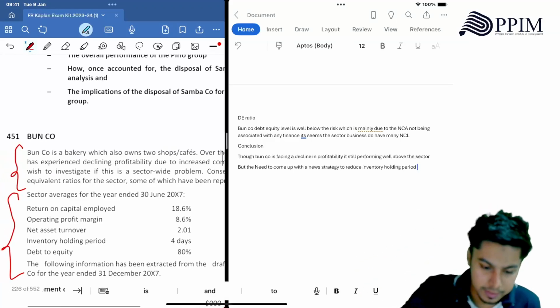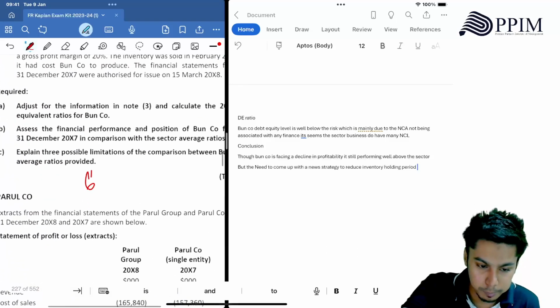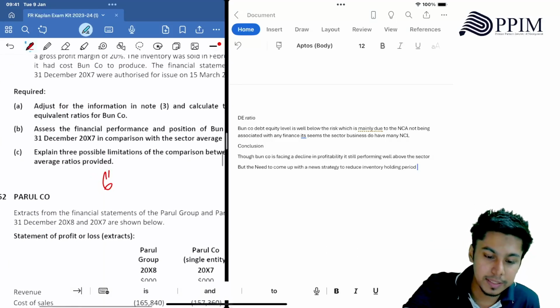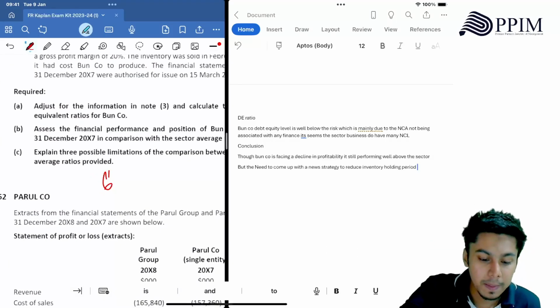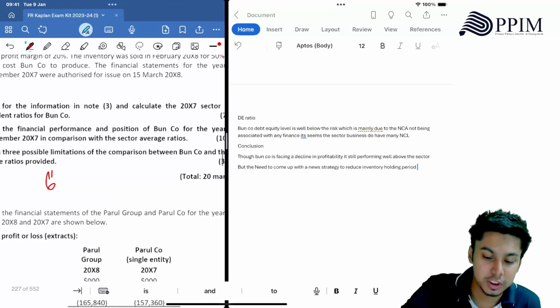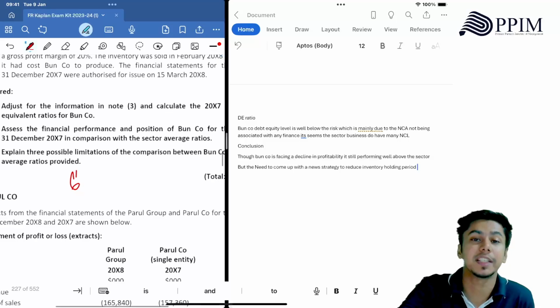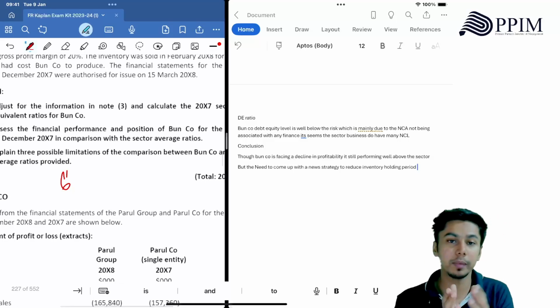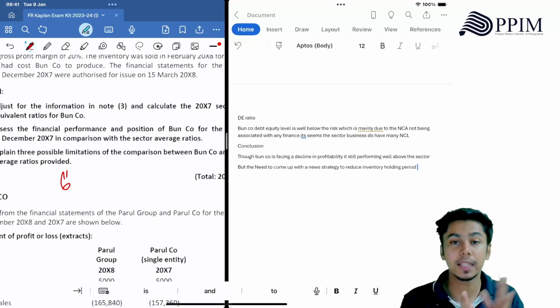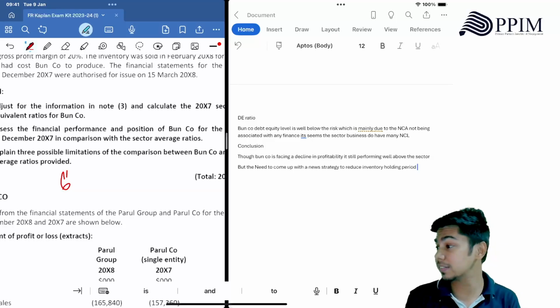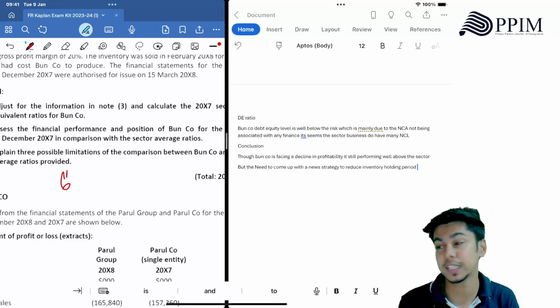We are 2 minutes ahead, right? Let's quickly, guys, finish off the last part of the paper. Right now, A, adjust, B, assess, and now C part: explain 3 possible limitations of comparing one corporation with sector average ratio. So they are asking, when you compare your one with the sector, what are the limitations? In other words, disadvantages of accounting ratios that can happen.